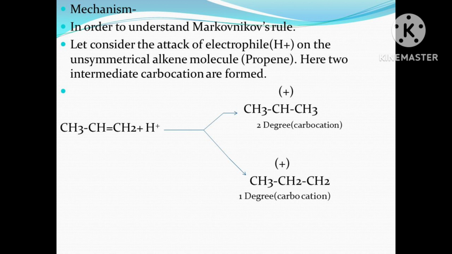Here, in the anti-Markovnikov rule, or Kharasch rule, or peroxide effect, where hydrogen is more, that carbon will be attached, and that will be the major product. Where carbon is more and hydrogen is less, that will be the minor product. Both products are possible. This is what I told you about the Kharasch effect or peroxide effect.